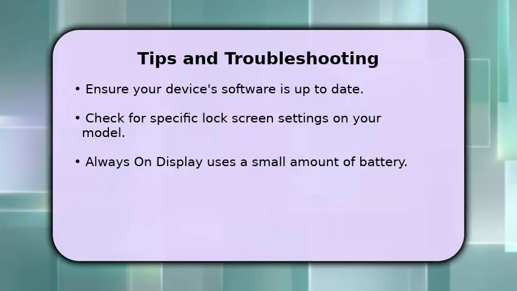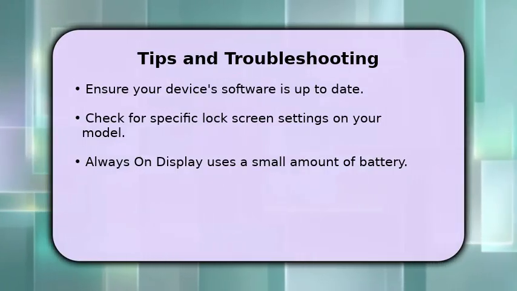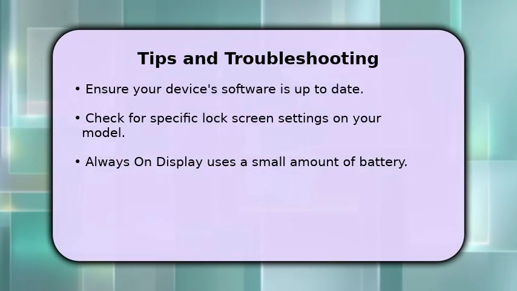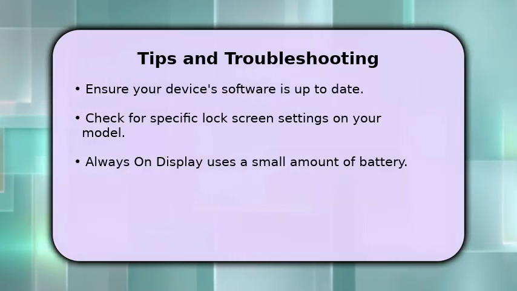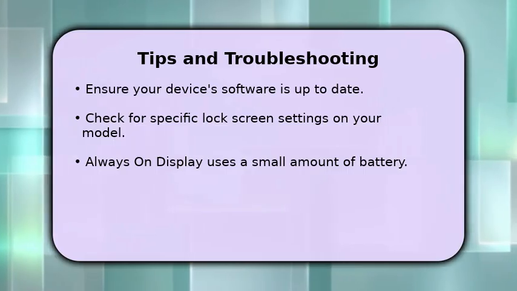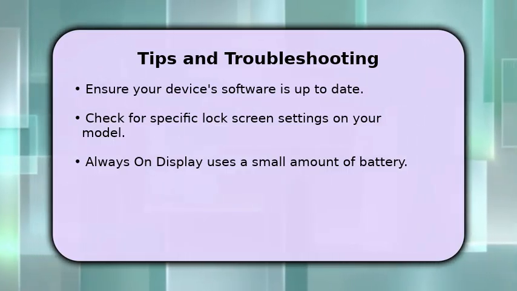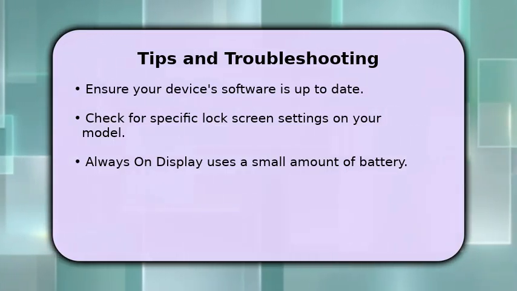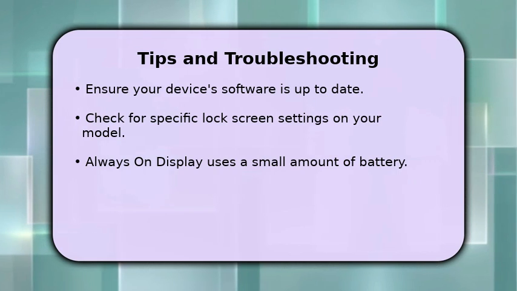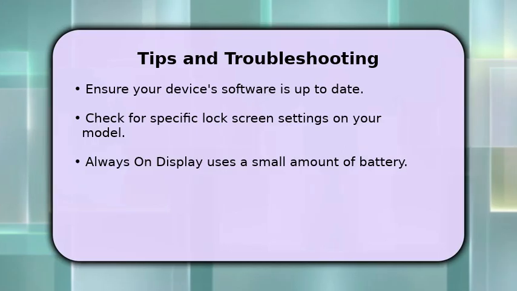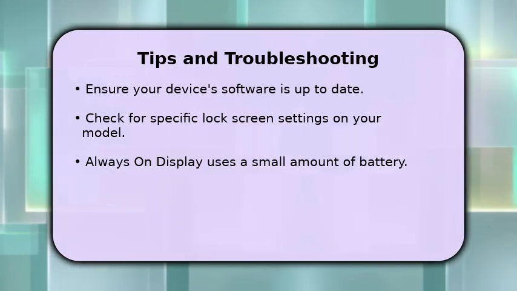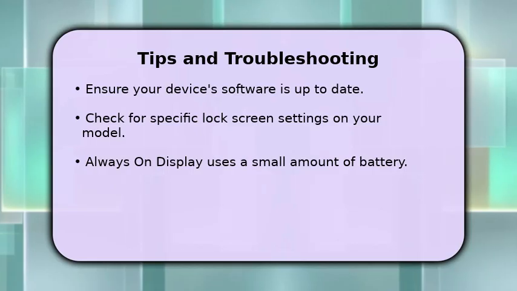If you encounter any issues, first ensure your Android device's software is fully updated. Sometimes, a simple update can resolve display problems. Also, remember that specific settings can vary slightly between different Android phone models, so explore your device's unique options. Keep in mind that while Always on Display is convenient, it does consume a small amount of battery power, typically less than 1% per hour.